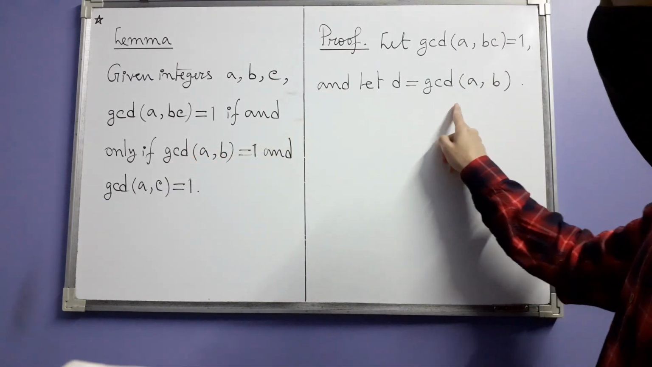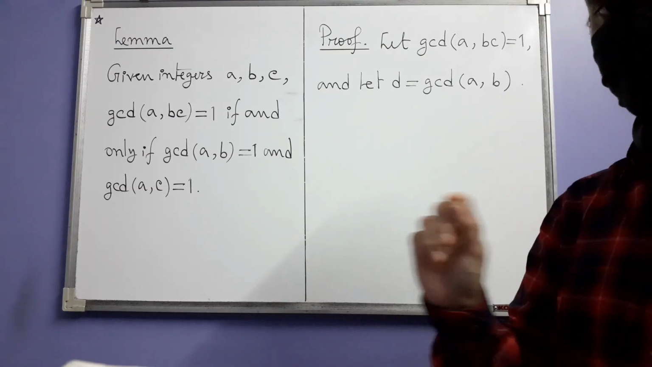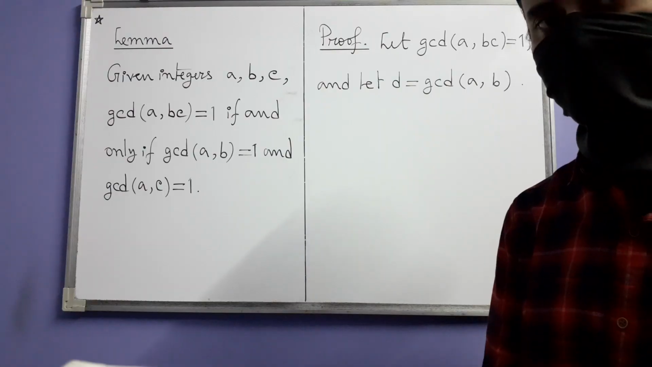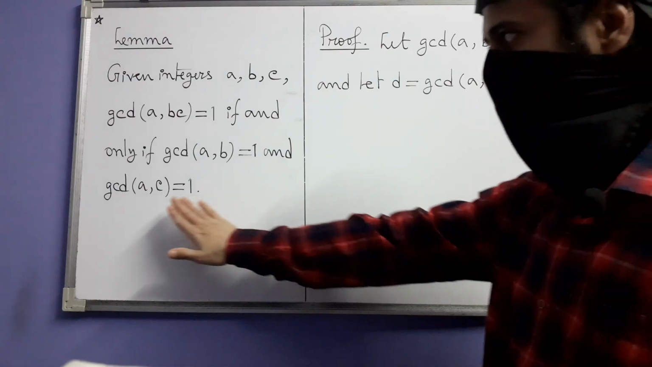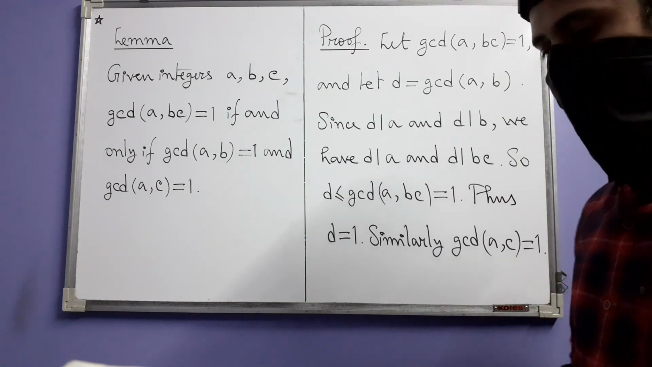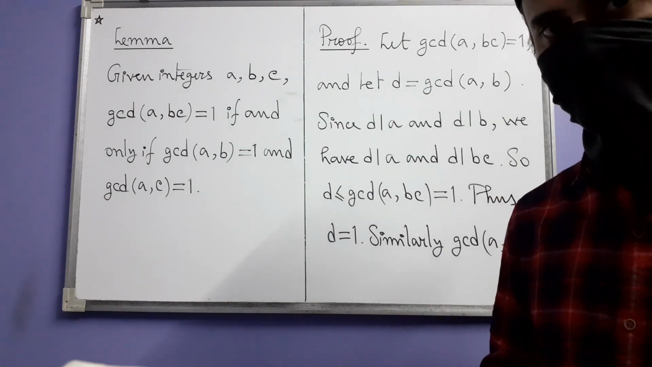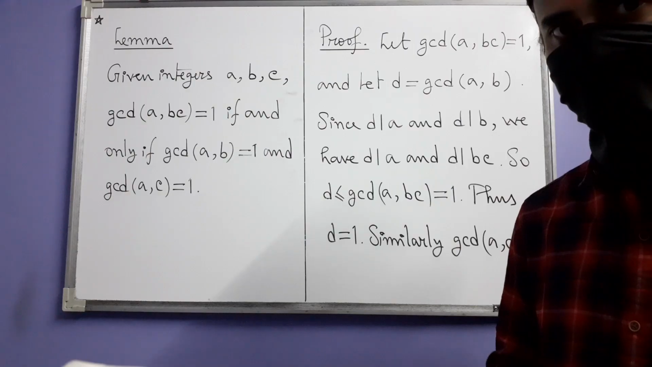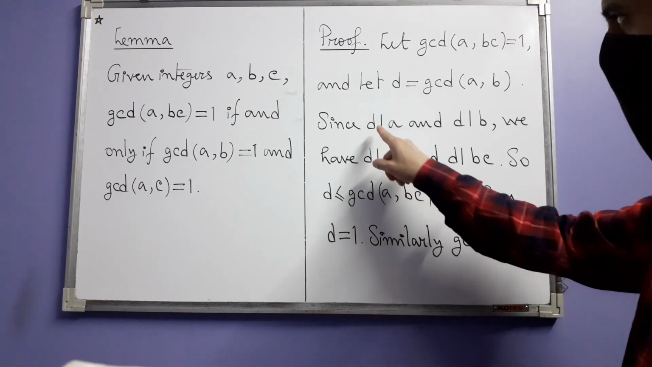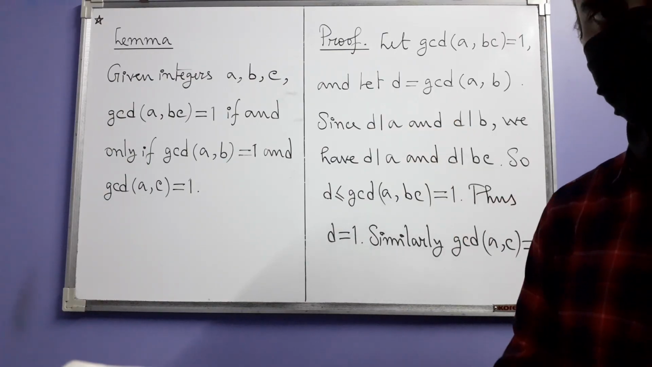We give it a name also so that we can write it more easily. We are calling it D. Now we need to prove that D is 1, and then afterwards we will also say how this other one is 1. Now since D is the GCD of A and B, it's after all a common divisor of A and B, it will divide both A as well as B. So that's where we start the next sentence.